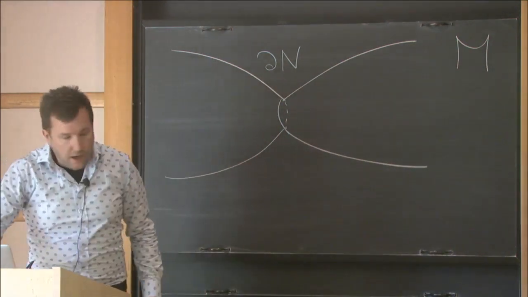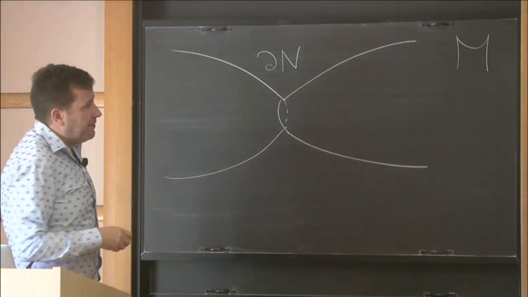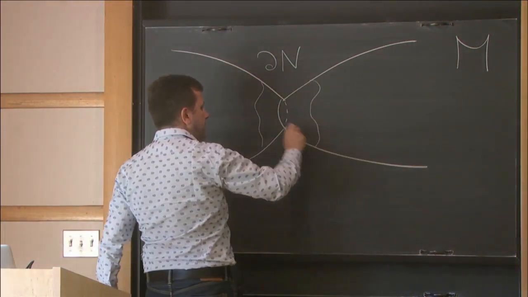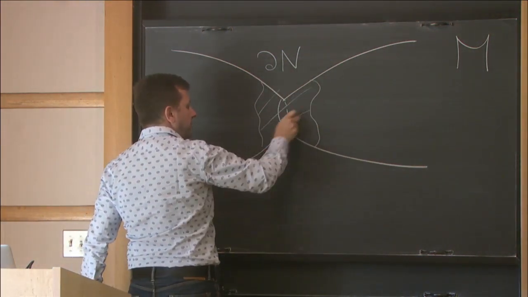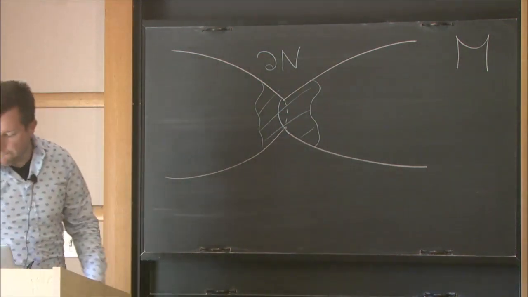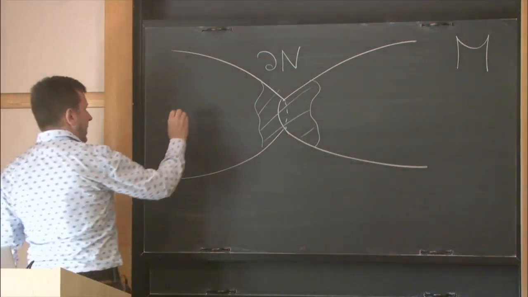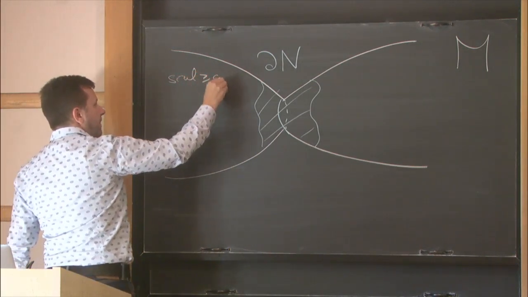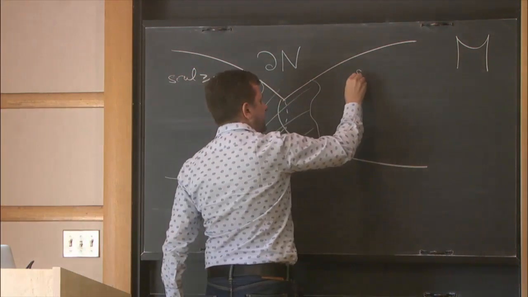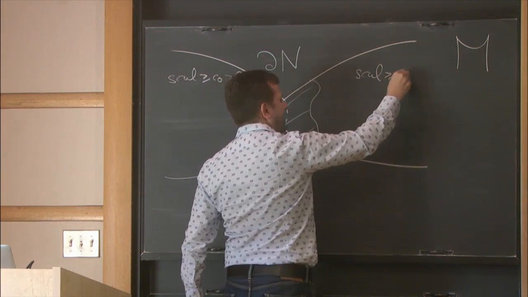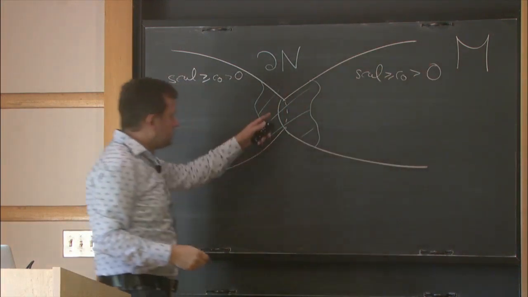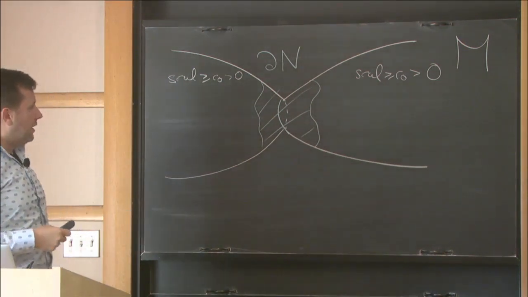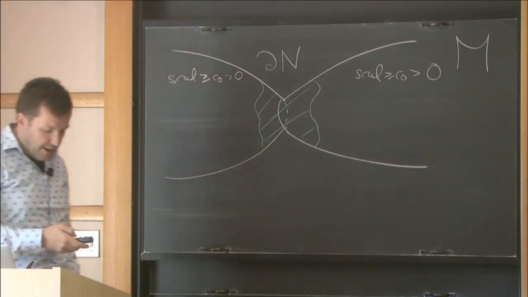outside of a compact neighborhood of this gluing region. So let's draw it like that. This is a certain compact neighborhood, which is bad, if you wish. And here we have uniformly positive scalar curvature, as well as here. And now we again apply our two facts that we know for Dirac operators.